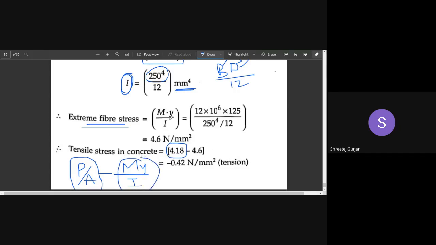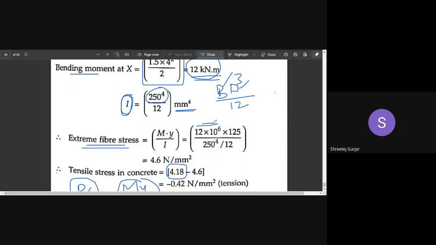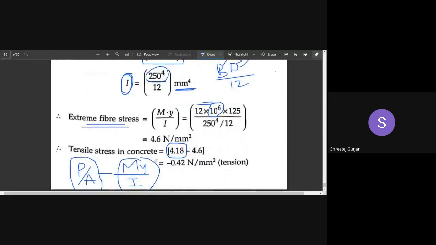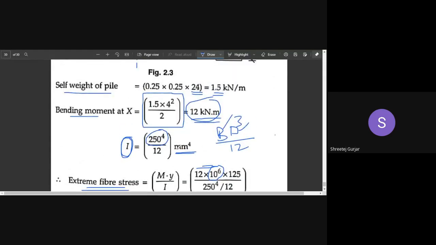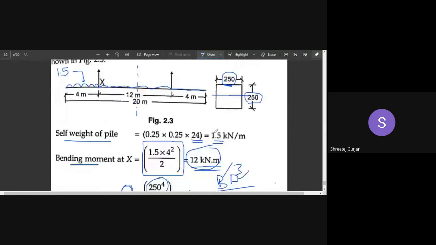Minus My by I. So what is My by I? M we have calculated as 12, into 10 power 6 to convert it to Newton mm. And what is Y? It is 250 by 2. The cross section is how much? 250. So this extreme fiber stress we have to calculate.